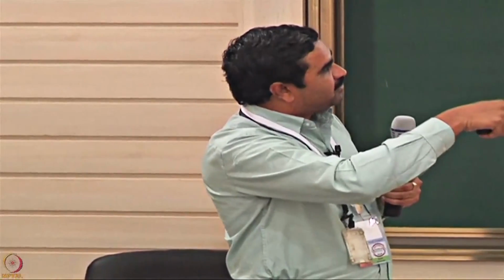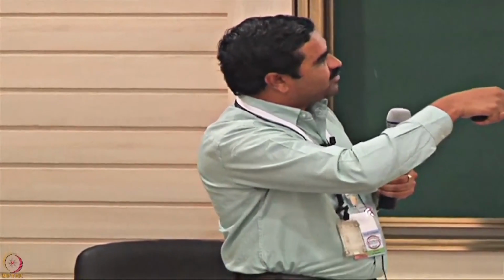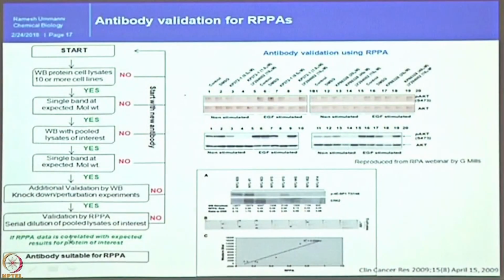After this process, if an antibody passes these two filters, we have monospecific antibodies. In this example, I am showing phospho-P38. This antibody is approved for the reverse phase protein array approach. You also need to do one more step: you need to see the correlation between Western blot and RPPA results.